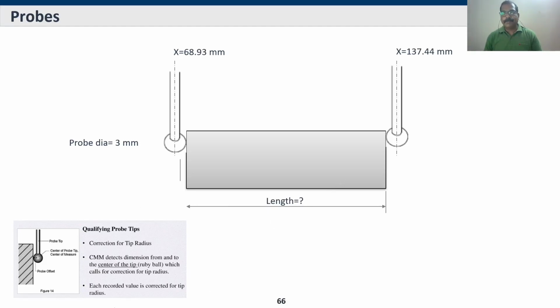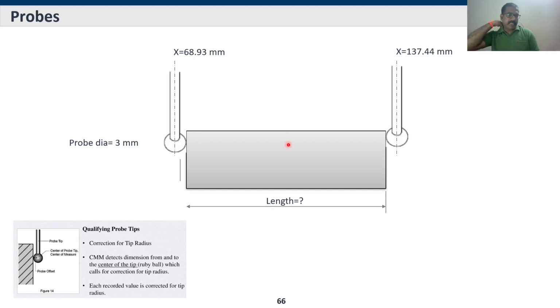Welcome back, guys. I think we stopped up to this in our last video. So I asked you guys to calculate the length of this slip gauge. x1, x2 are the original position and final position. So x2 minus x1 is 137.44 minus 68.93. Then you have to subtract the probe diameter also, because you have to do compensation. After doing that, I hope you will be getting 65.51 millimeter as the length of this bar.